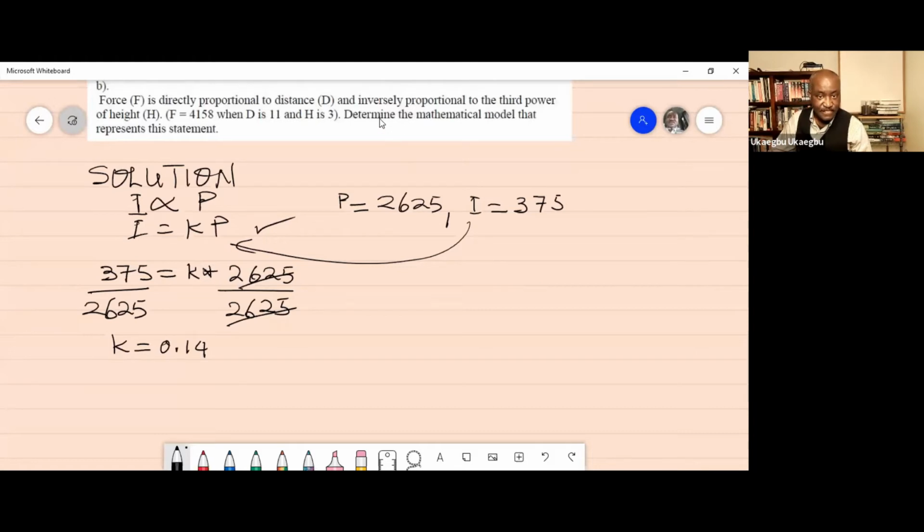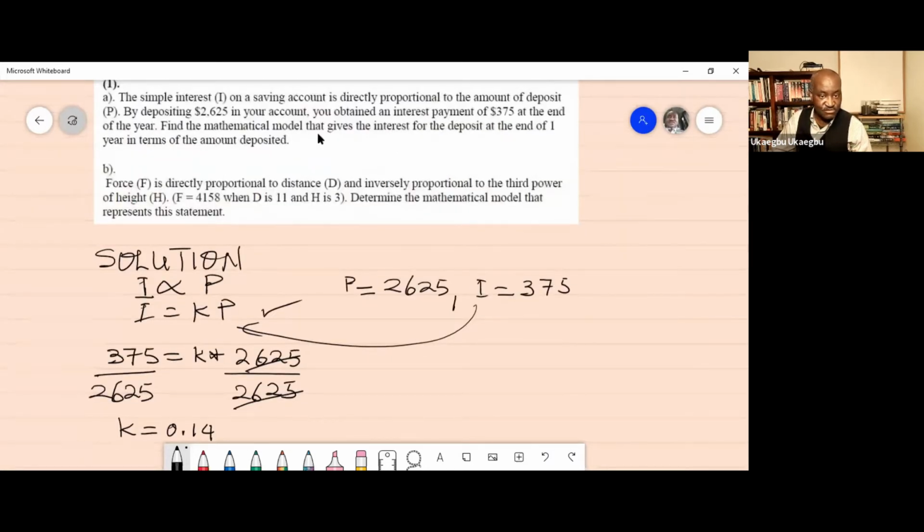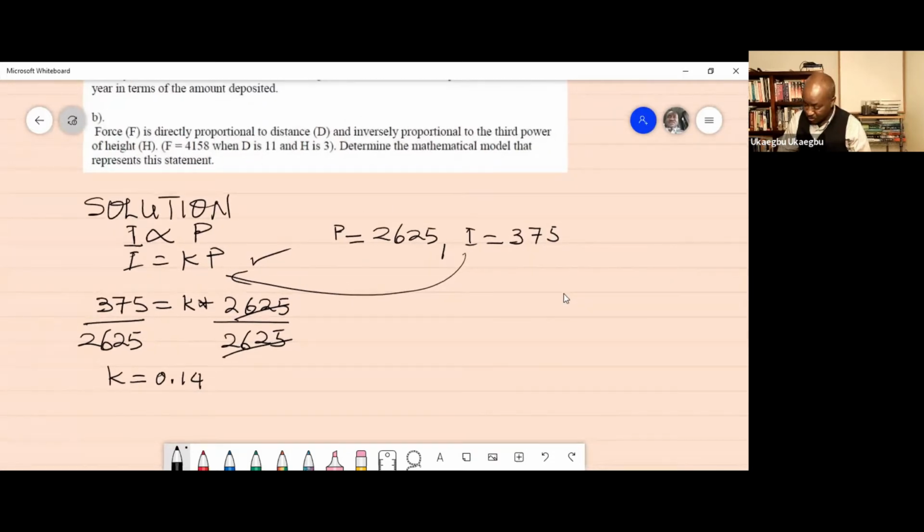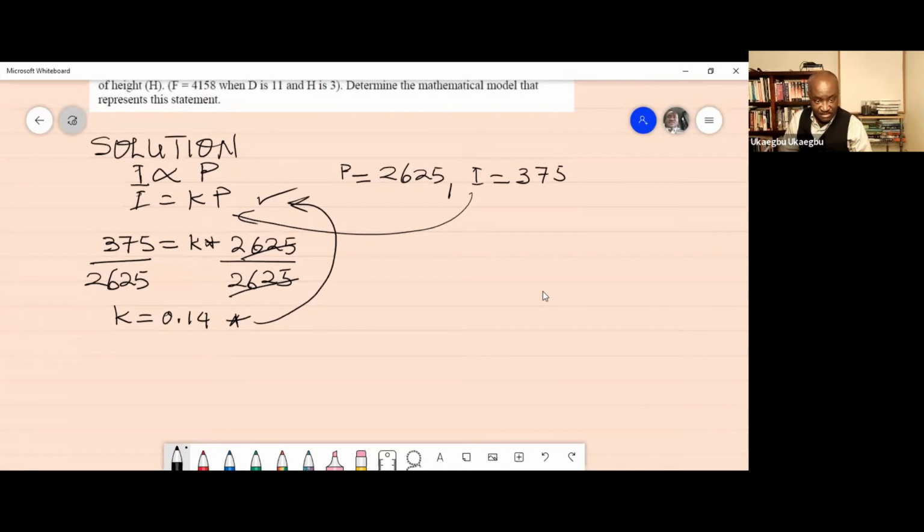Here's the main thing. The statement says, find a mathematical model that gives the interest for the deposit. Some of you came to this point but did not write the mathematical model. This is just the constant that you got. The real mathematical model is that you plug this value back into the equation, so I equals 0.14 multiplied by P. This is the mathematical model.